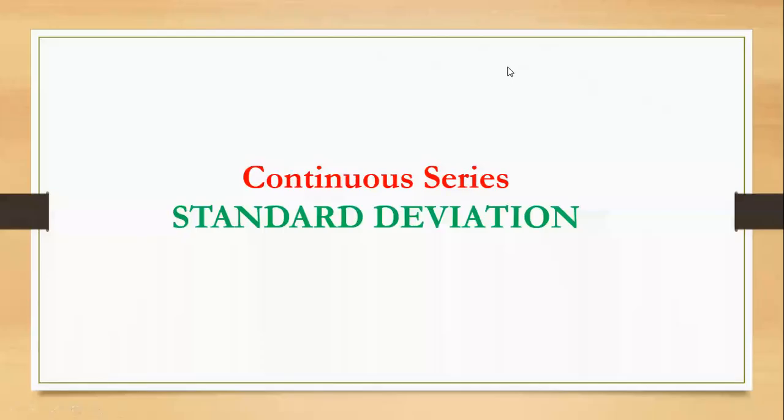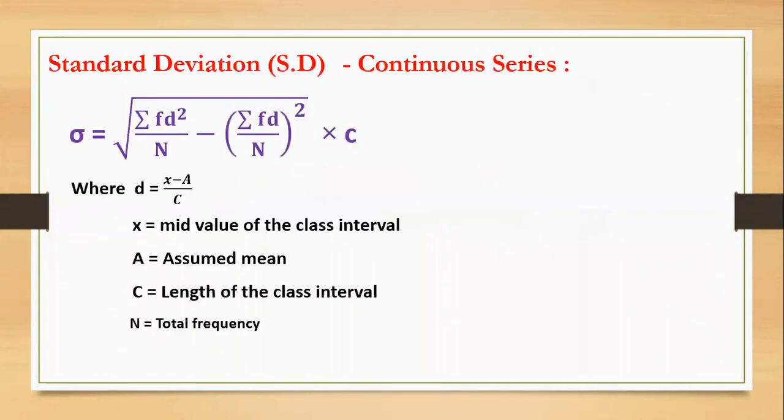Hello students. Today the topic is standard deviation for the continuous series. Last class we solved the standard deviation for the discrete series. The standard deviation formula for the continuous series is sigma equal to the square root of summation f d square by n minus summation f d by n the whole square, into c.